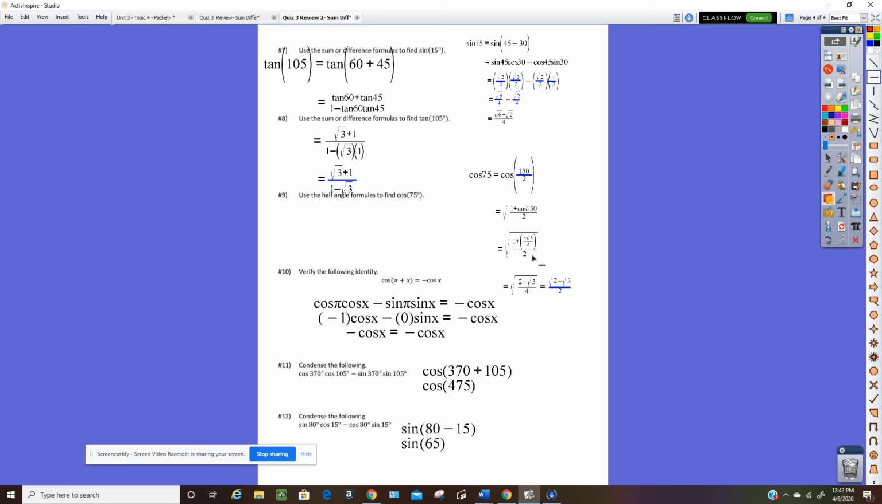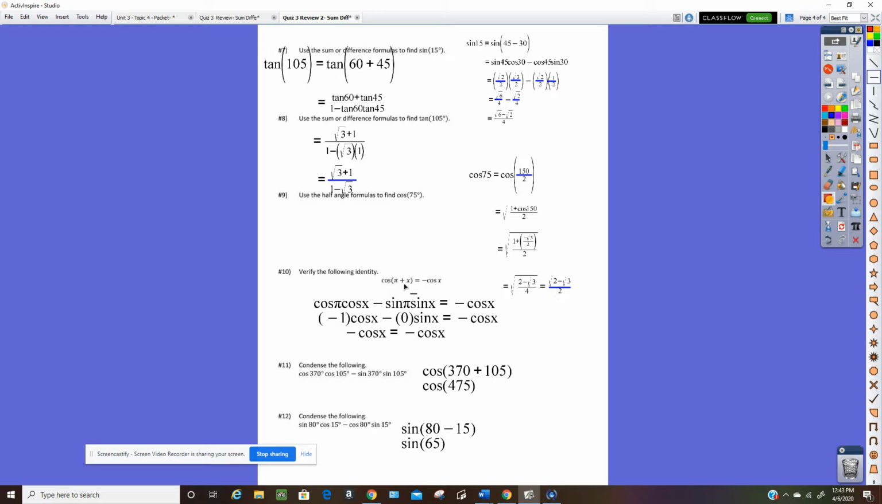So when you put this in the denominator, 2 times 2 is 4. So you have 2 minus root 3 over 4, and then take the square root of 4. So you have root 2 minus root 3 over the square root of 4, which is 2.